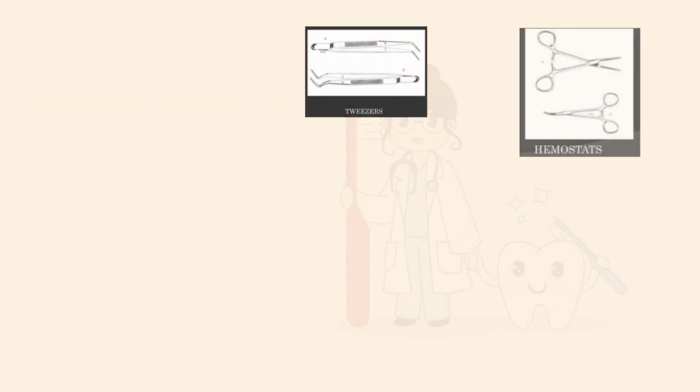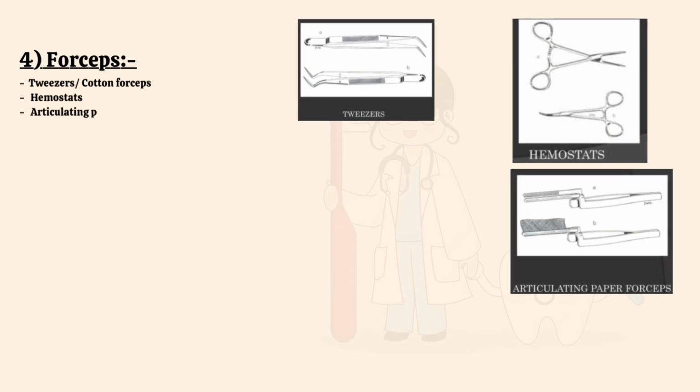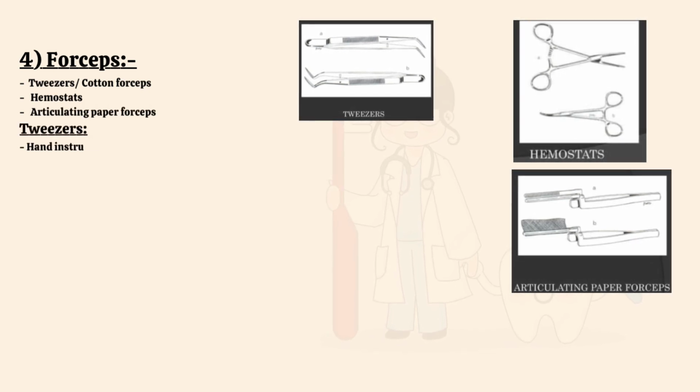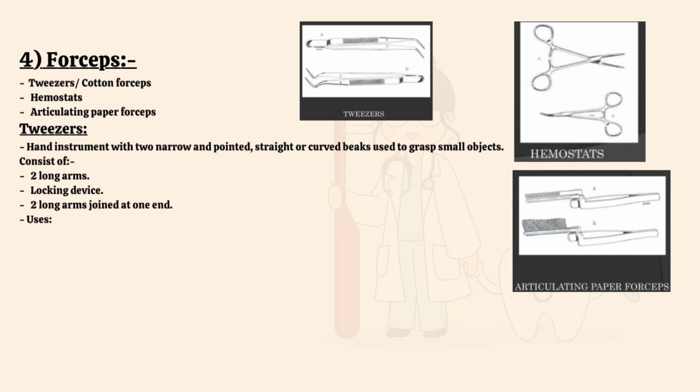4. Forceps, tweezers/cotton forceps, hemostats, articulating paper forceps. Tweezers: a hand instrument with two narrow and pointed straight or curved beaks used to grasp small objects. Consist of 2 long arms joined at one end, with a locking device. Uses: useful in carrying things to and from the mouth.